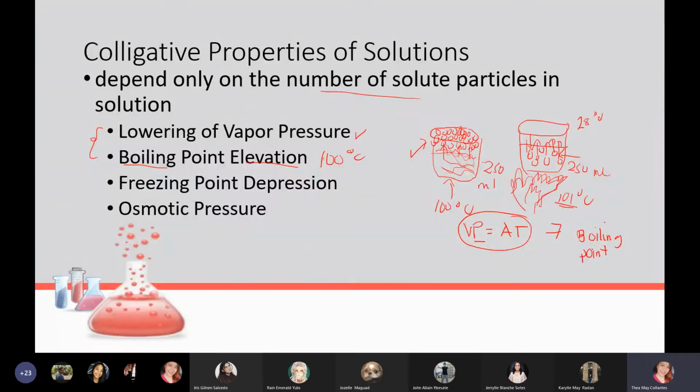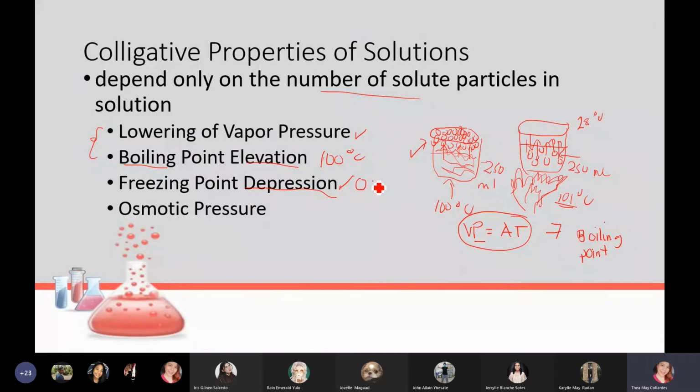Okay? So we'll move on with freezing point depression. With freezing point depression, guys, by the word depression, what is the freezing point of water? That would be 0 degrees Celsius.